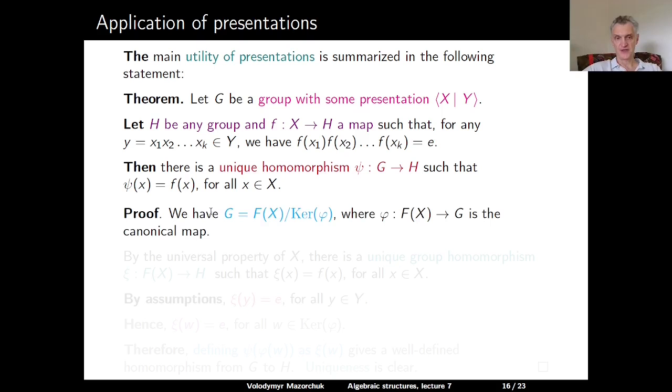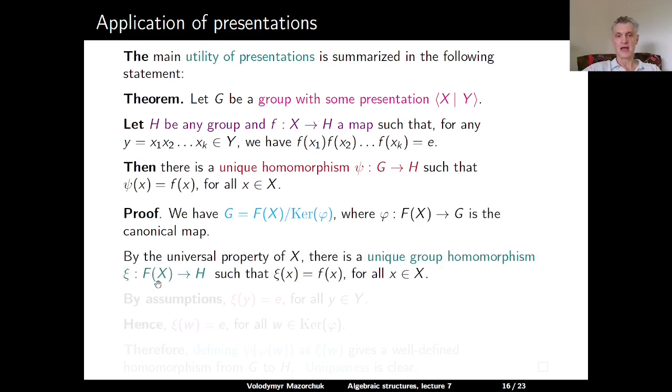Proof. So by definition we know that our group G is a quotient of F of X by the kernel of the canonical map, and that this kernel is generated by the elements in Y. By the universal property of F of X, there is a unique homomorphism psi from F of X to H, which sends the element x to f of x for each x in X. By assumption, psi of y is equal to the identity for all y in Y. Okay, this is our assumption here.